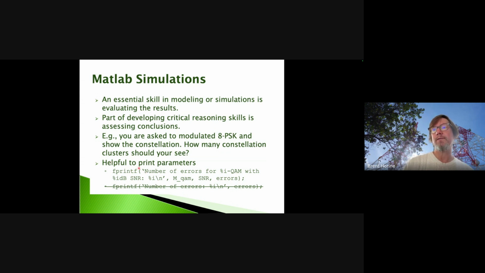Another way of helping you is, instead of just doing an fprintf, number of errors, blah, blah, blah, go ahead and encode the parameters that you're expecting, right? Number of errors 4, and plug in like MQAM, right? So that way, if you've accidentally left this at 8 or something, then you would see, oh, that's 8 QAM. Or the SNR is 12 versus 20 or something like that.